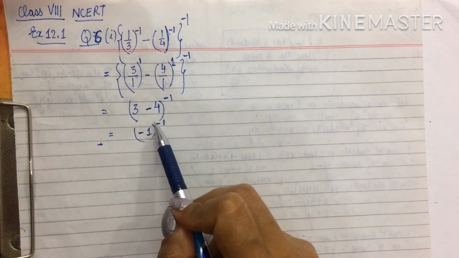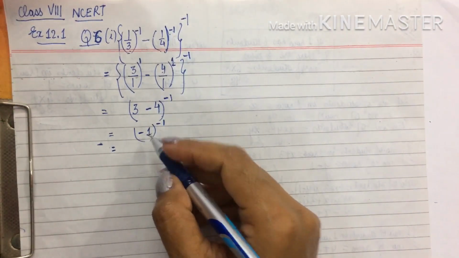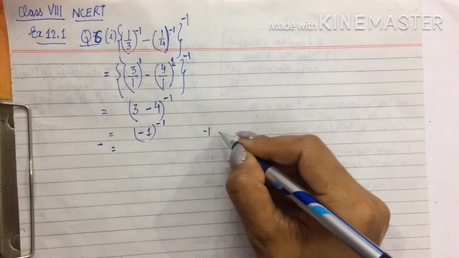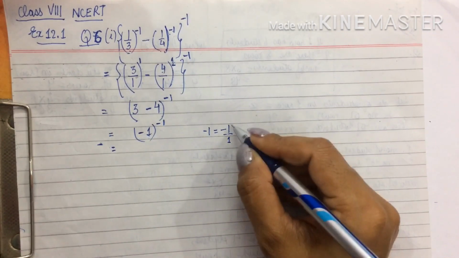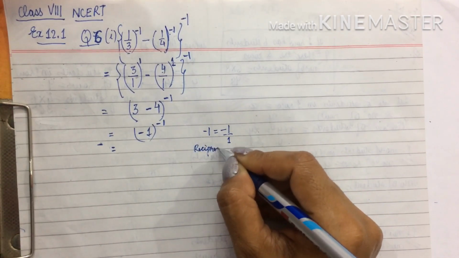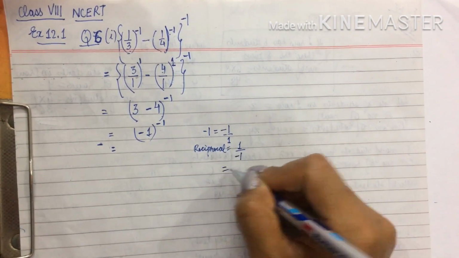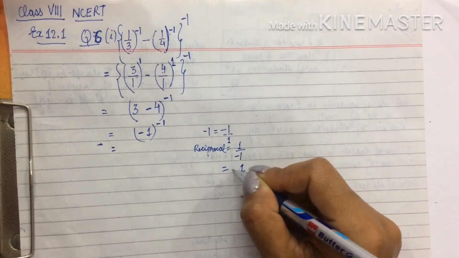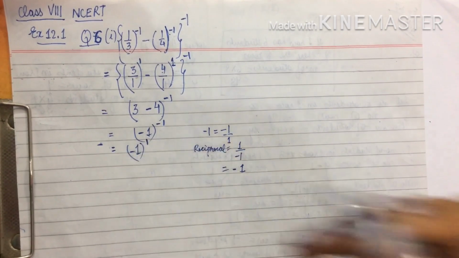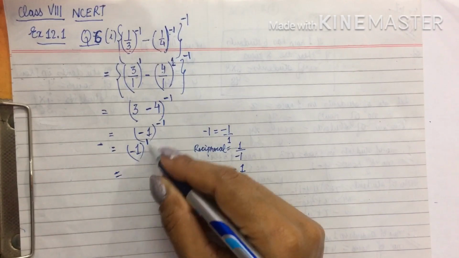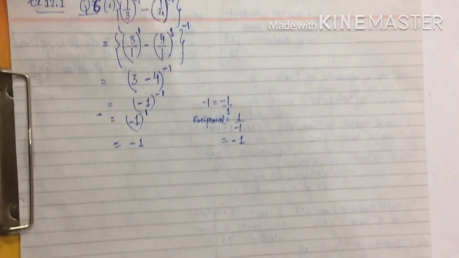Again, to solve the negative exponent, I have to write down the reciprocal of the base. Minus 1 can be written as minus 1 over 1, and its reciprocal will be 1 over minus 1. So this one comes to the numerator, and negative 1 goes to the denominator. 1 over 1 is 1, and this negative can be written here. So the reciprocal will be minus 1, and the power becomes positive, and any number raised to the power 1 is itself.